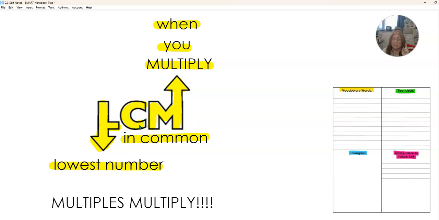The C means that they're in common, and the M is going up when we multiply. So we multiply first, and then find the lowest number they have in common. We have to remember that multiples multiply. That might be a good thing to add to your future self notes. So multiply, then find the lowest common number.